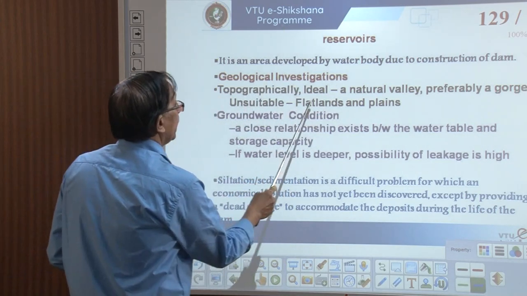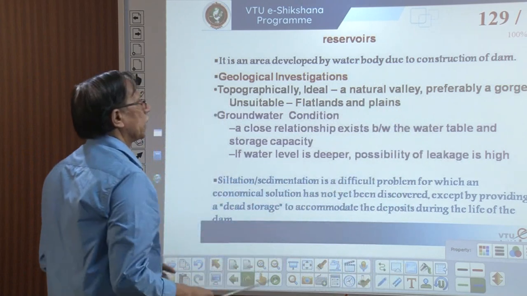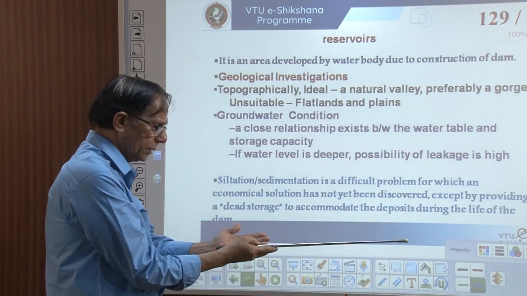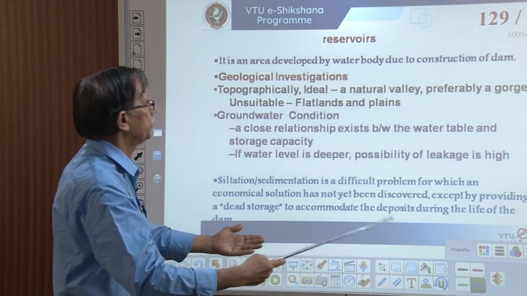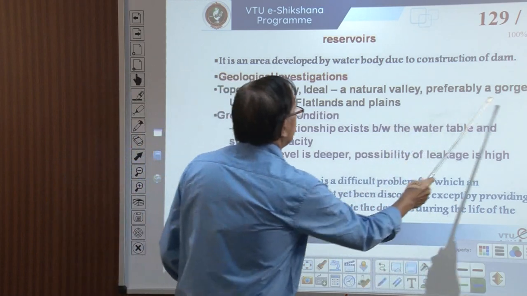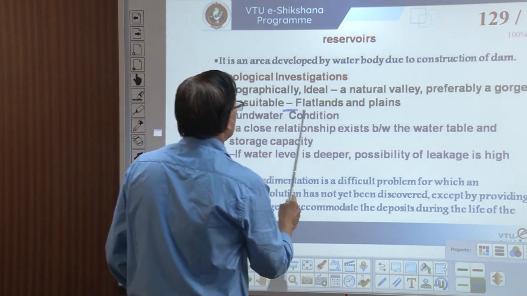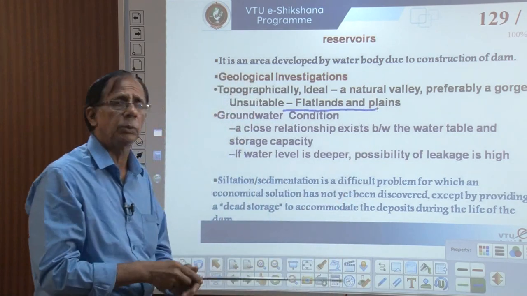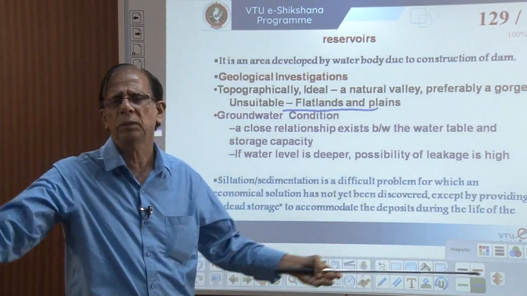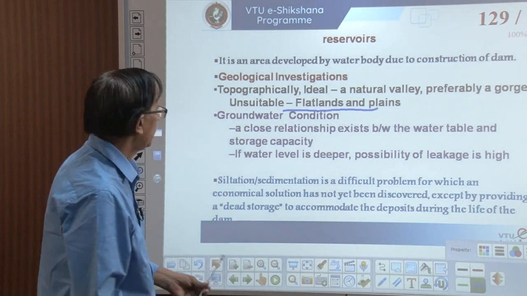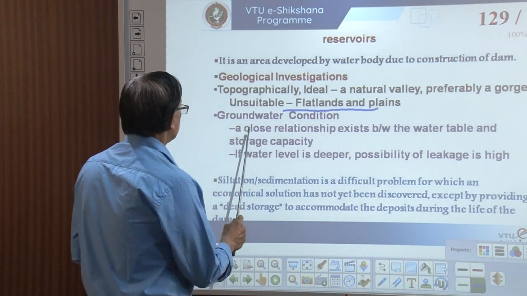Topographically, what is ideal? Ideally, it is a natural valley, with limited area of submergence and a good amount of storage. Preferably, a gorge-like situation. Flat lands are generally not suitable. Plain lands, because a large area is submerged, are not suitable: the water spread is more, and the cost is more.